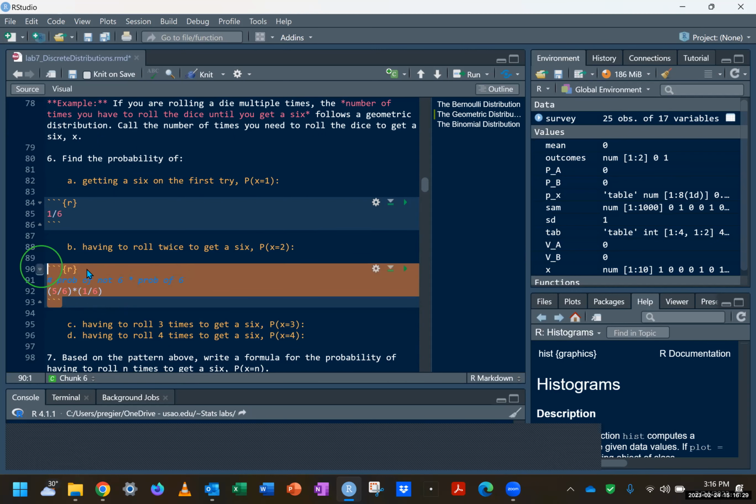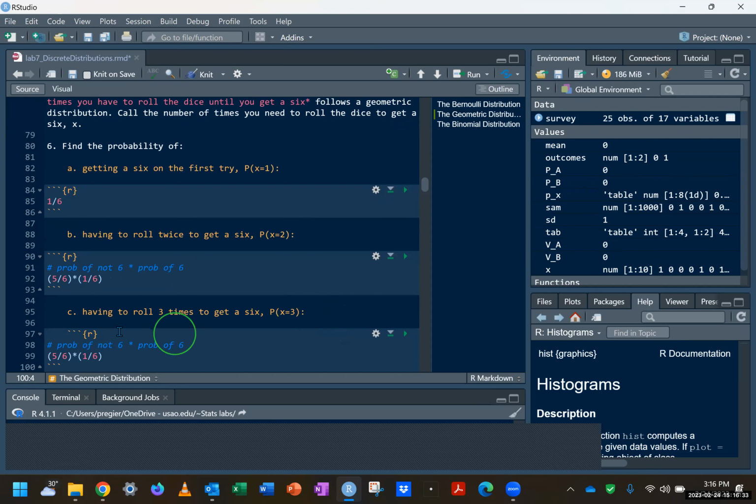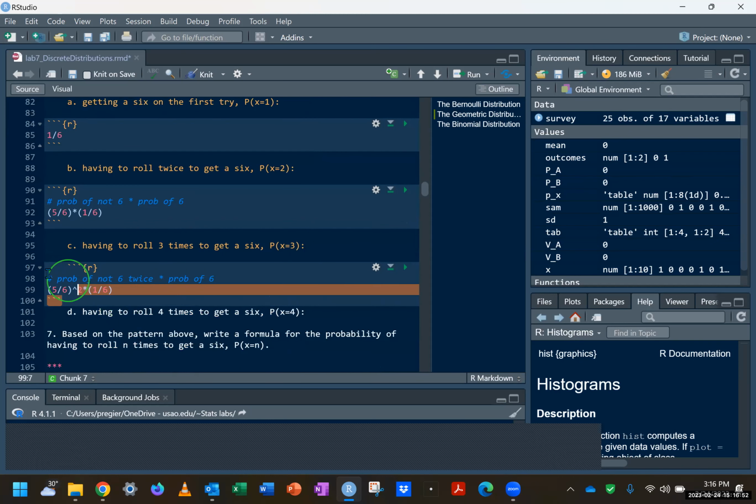So I'm going to copy paste that for my next one, because I'm doing the same thing, but I'm rolling my dice 3 times. So the probability of not getting a 6 twice would be 5/6 times 5/6. So I could say (5/6) squared. And then I do get a 6 on the third try. So X equals 3 would be the third try. So you see the pattern. I think you can finish that problem.